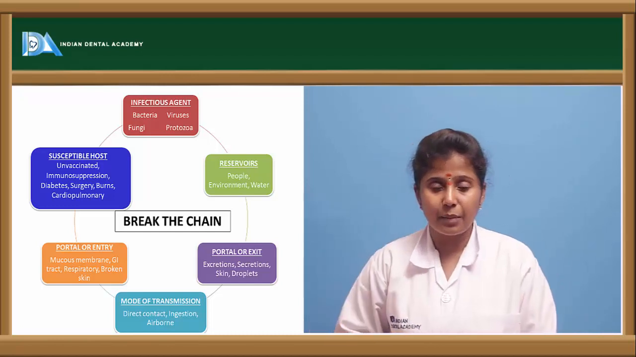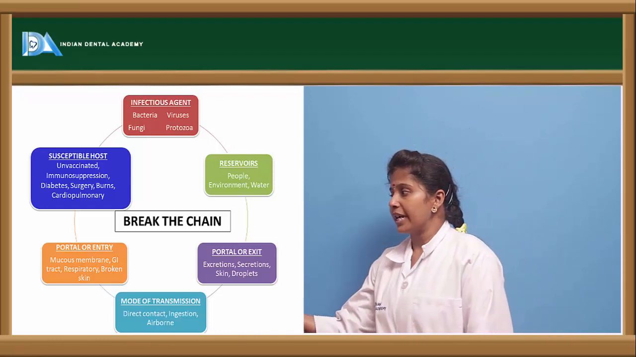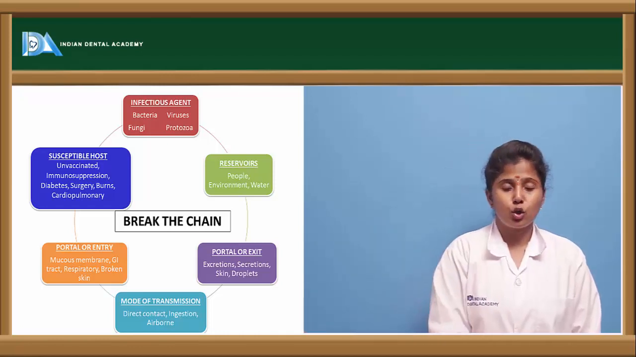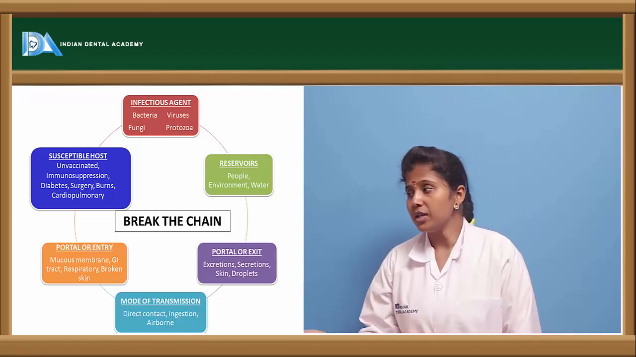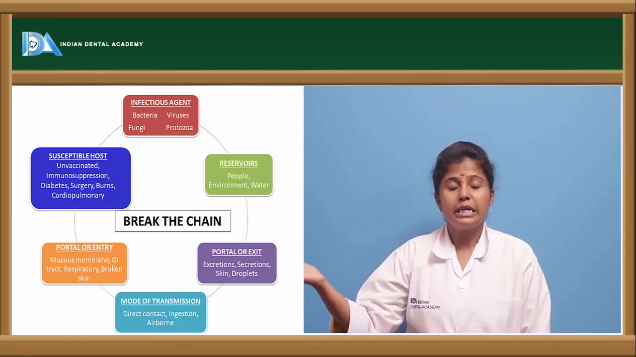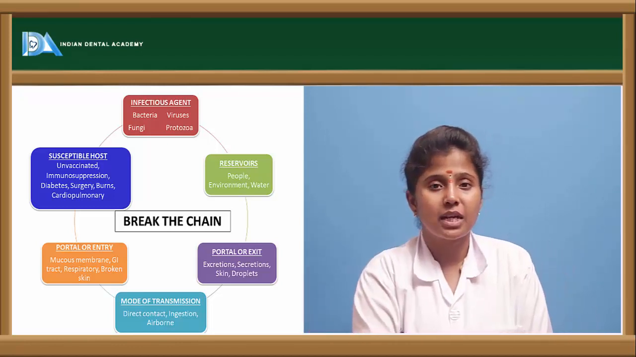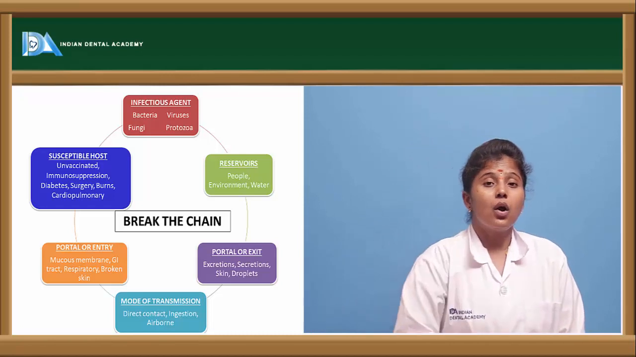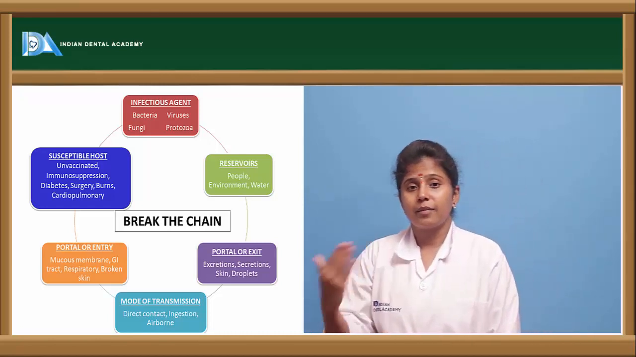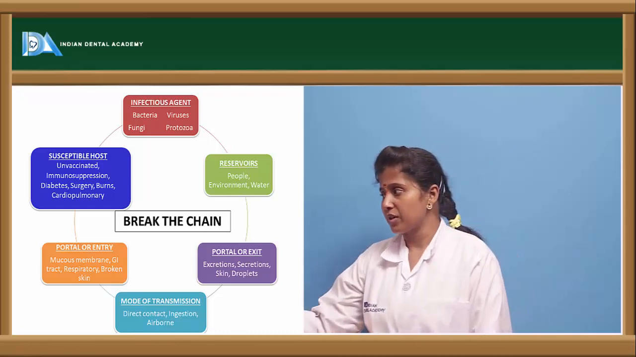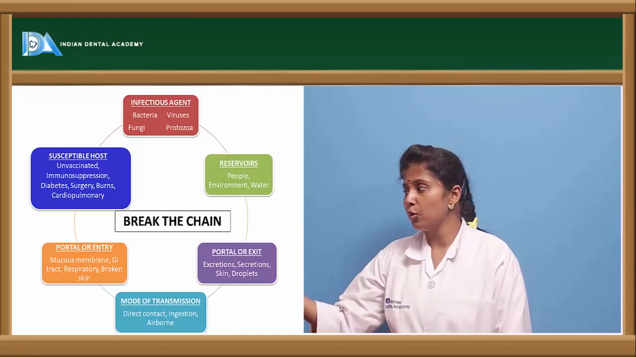And from there comes the portal of exit. For example, take one person who is carrying the microorganism in him. From him the portal of exit is through excretion, secretion, skin, as well as droplets. Through all these sources the microorganism will come out of that person and enter into the other person through various modes of transmission, like direct contact, or if the person sneezes or coughs, through air droplets the infectious agent can enter into the healthy person.